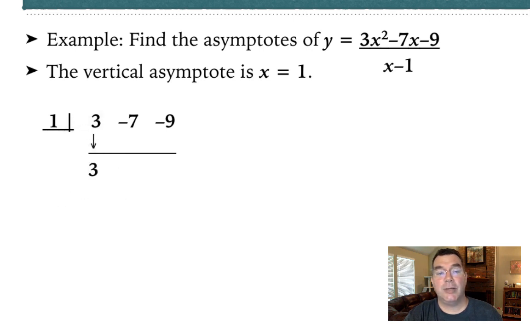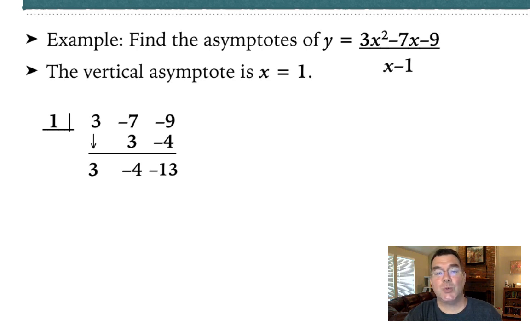I copy down the 3 below the line, multiply 3 times 1 and I get 3. Add the 3 to the negative 7 and get negative 4. That negative 4 gets multiplied by the 1 on the outside and becomes negative 4. The negative 9 plus negative 4 is then negative 13. So that's my answer, but what does my answer actually mean?